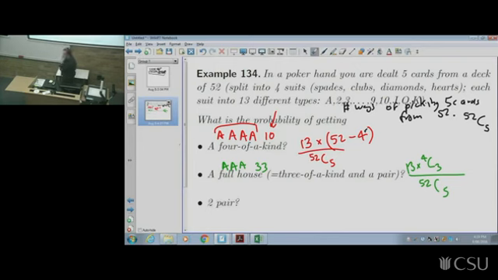What about for the pair? How many choices do I have for what the number of the pair is going to be? 12. Okay, so why not 13? Because you've already picked a number for the 3 of a kind. We can't choose that one again, so there are 12 other choices for what the pair is going to be. And then I have to choose what suits they are. 4 choose 2. Yep. So times 4 choose 2.